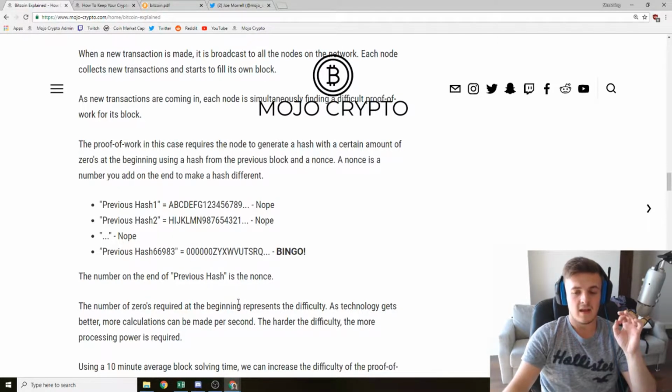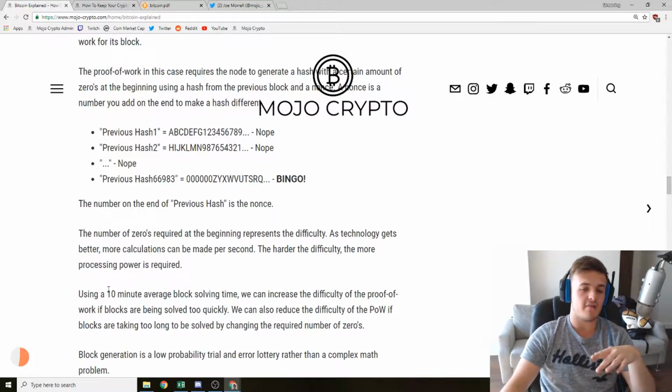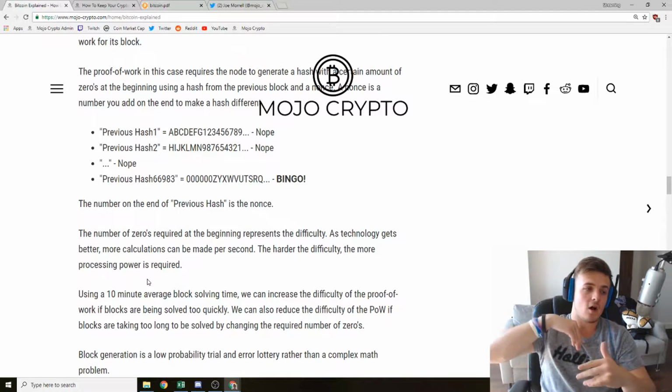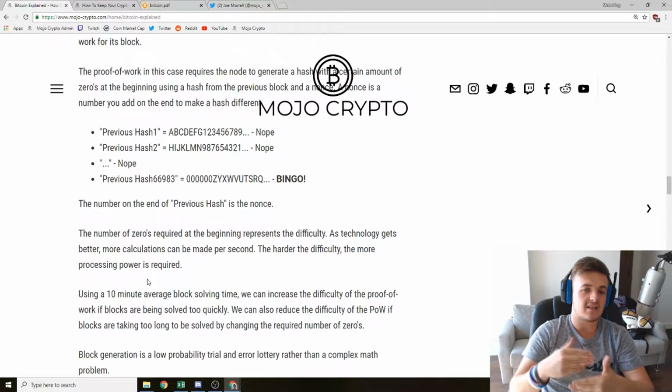So the harder the difficulty, the more processing power is required. This is where the 10-minute block average time comes in. In order for the proof of work to be solved, the block gets solved and you move on to the next block. When the proof of work gets solved, the average time it takes is 10 minutes. Computers are getting better and better every single year, so in order to keep up with that, we can change the difficulty so we keep an average block time of 10 minutes.